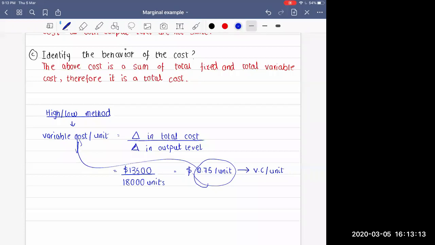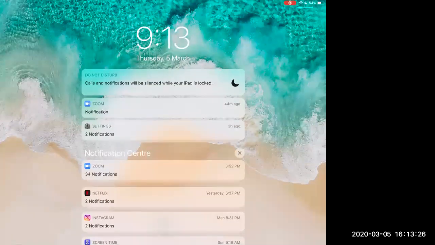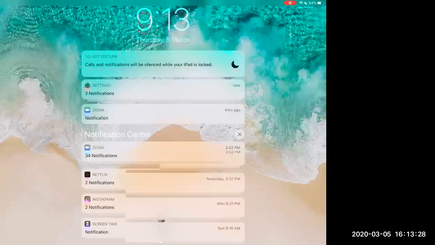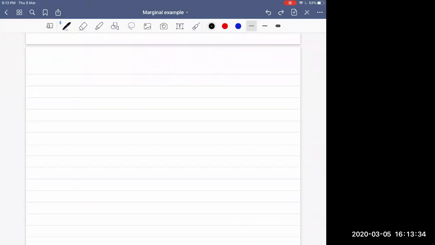Now, once we have that variable cost per unit, मैं अगर आपसे next requirement में कहता हूँ कि calculate fixed cost, तो क्या आप लोग fixed cost calculate कर सकते हैं? Can we calculate fixed cost? Yes, sir. Now we have the variable cost per unit, so we can calculate fixed cost as well. Because मेरे पास total cost है, I have the variable cost per unit, so I can calculate the fixed cost as well.